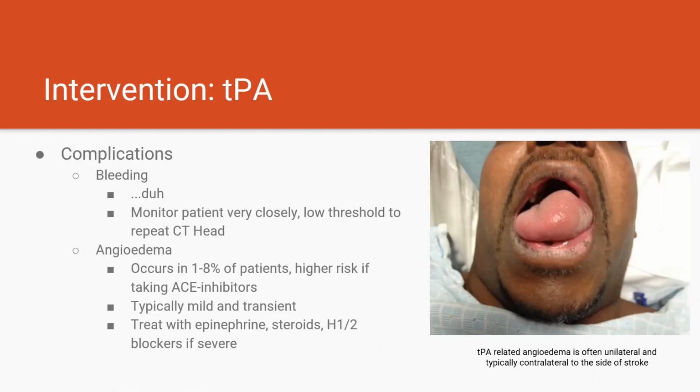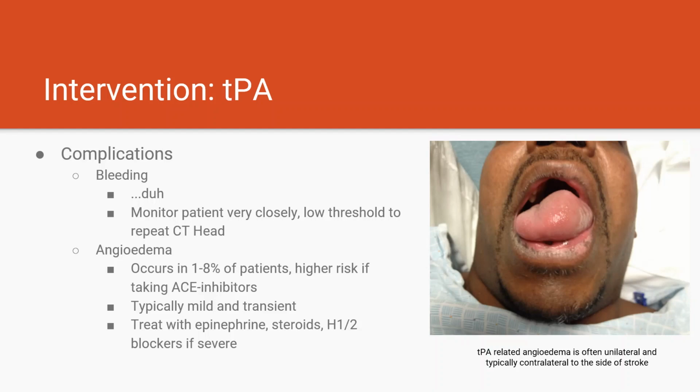So when given TPA, there's a few complications you should be aware of. Of course, the most common and most severe is bleeding. TPA is meant to thin your blood, so obviously that's a risk. And this is why we monitor patients who receive TPA very closely with frequent neuro checks, and we really have a low threshold to send them down for a repeat CT scan.